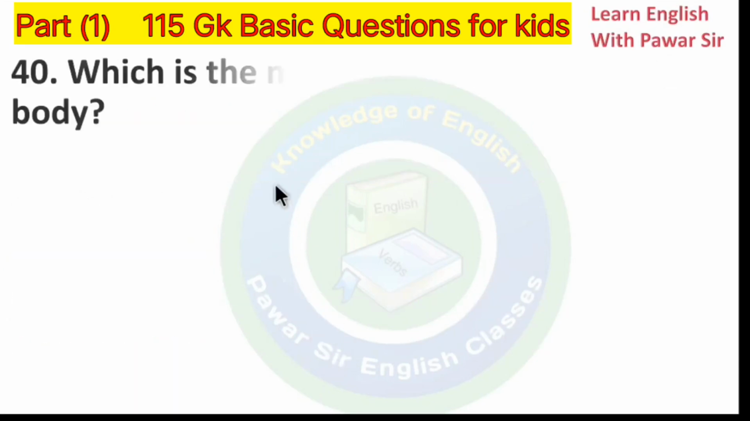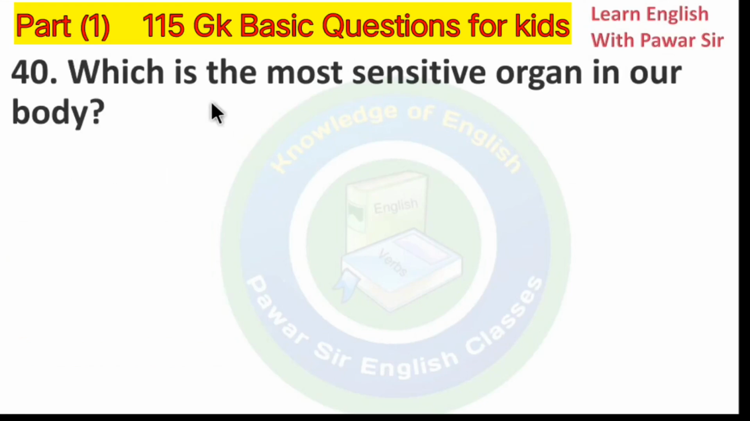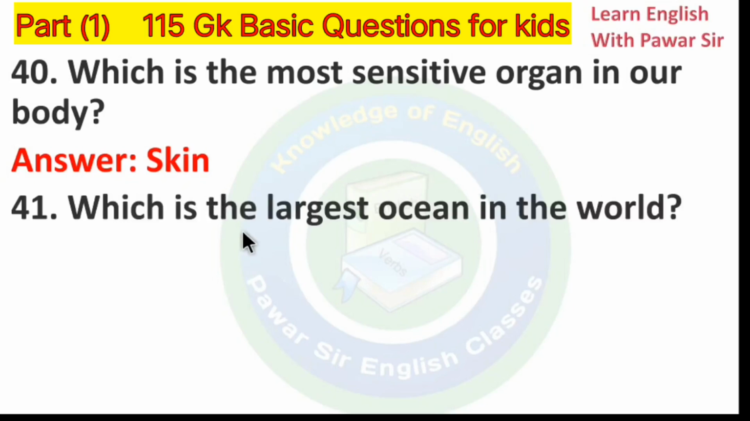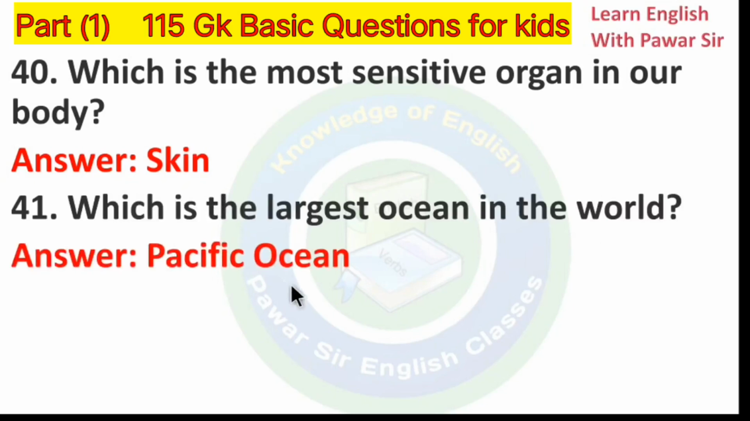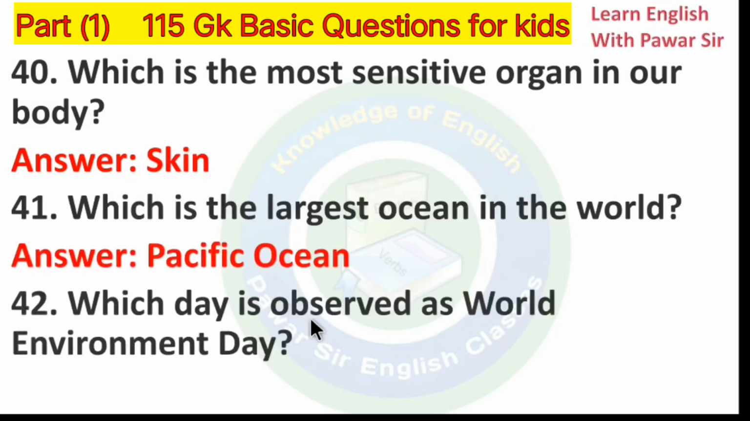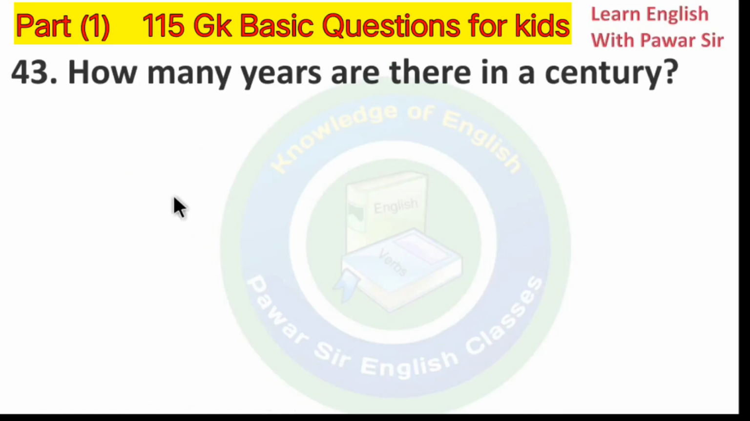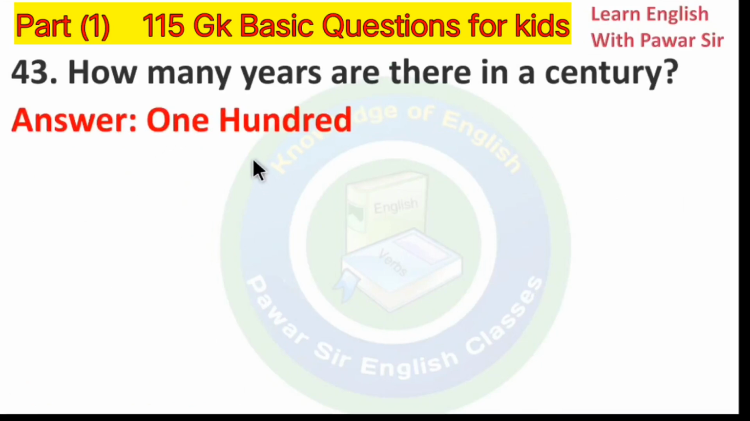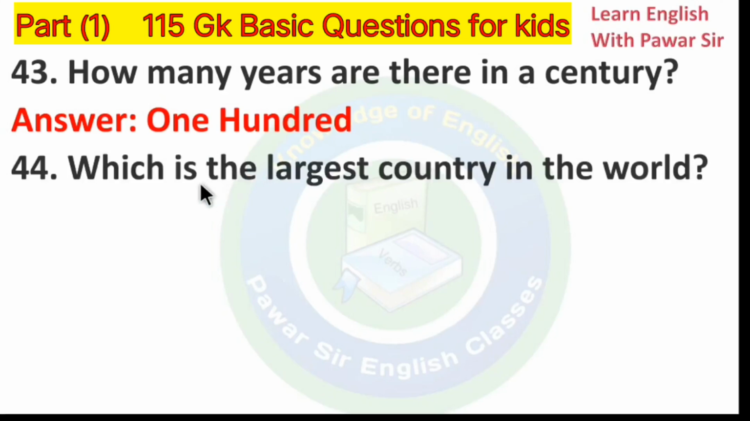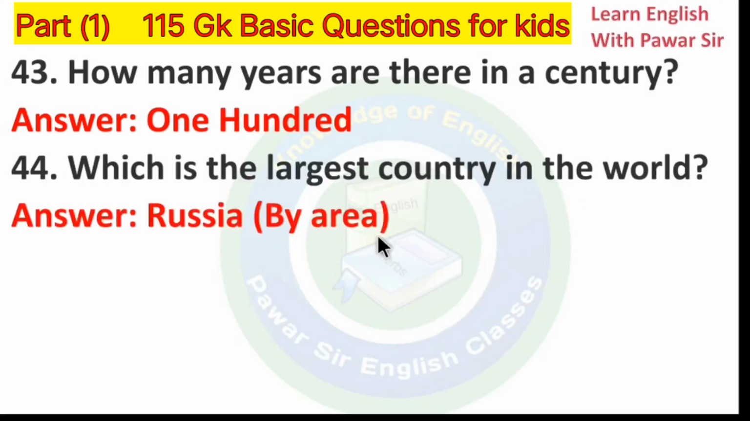Mars. Which is the most sensitive organ in our body? Skin. Which is the largest ocean in the world? Pacific Ocean. Which day is observed as World Environment Day? 5th June. How many years are there in a century? 100. Which is the largest country in the world?